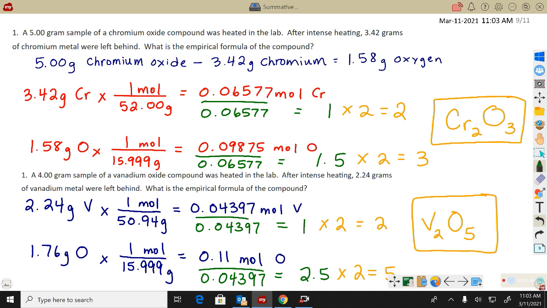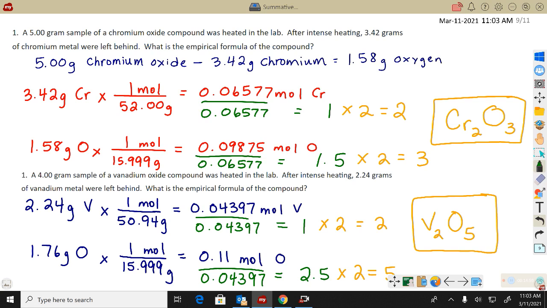Good stuff. All right, then we got to the last question where we were working these out, showing our work, showing all our steps, and then we sent in a picture of our work. And the key is to show your work, to show all the steps for full credit. Both of these were real similar. They just had different elements and different numbers.